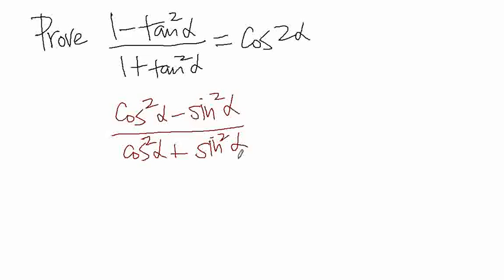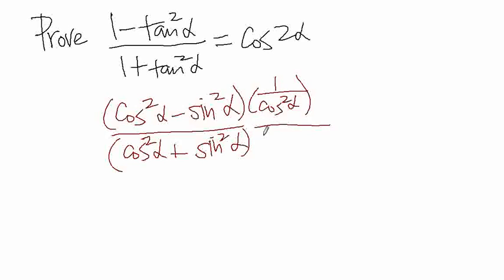And so the reason that I'm doing that is because now I can divide everything by the cosine squared of alpha, everything on the top and bottom. So let me make it clear what I'm suggesting. Divide everything at the top by cosine squared of alpha, and divide everything on the bottom by cosine squared of alpha.